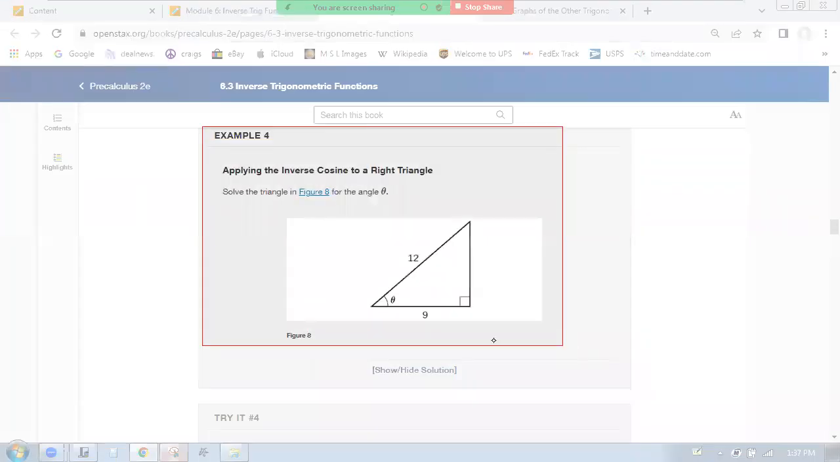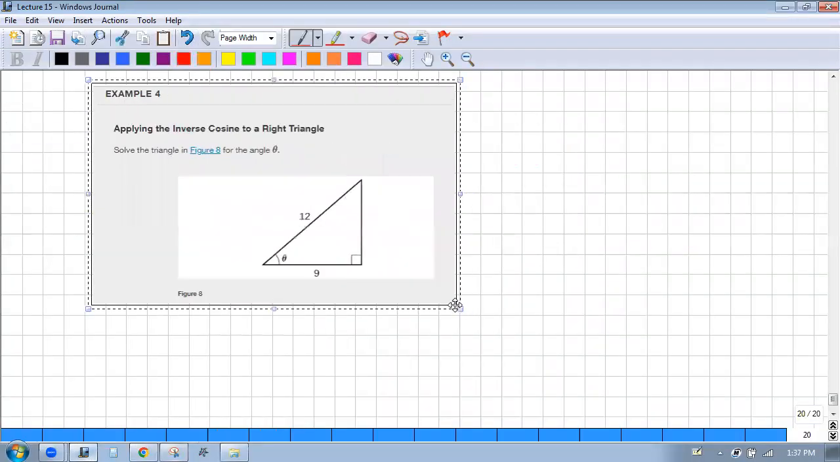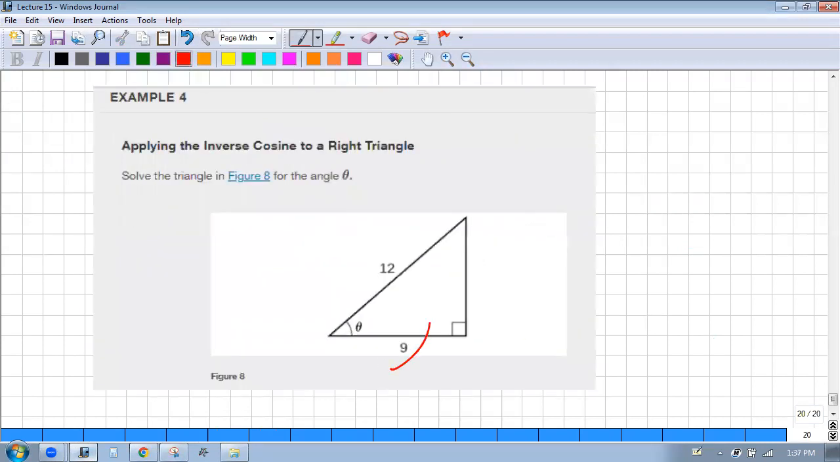Oh, there we go. So here we go. Here's a triangle. All they give us is 2 numbers. What's the angle? Well, let's see. We know what the adjacent and the hypotenuse is. Well, cosine is the adjacent over the hypotenuse by definition. So that means the angle has to be cosine inverse of this.